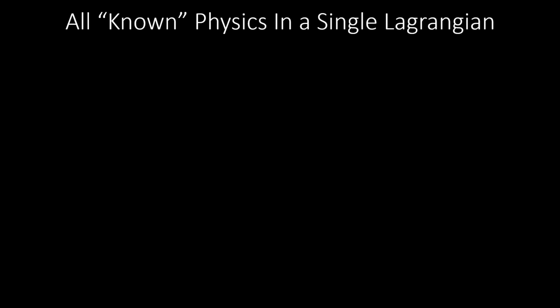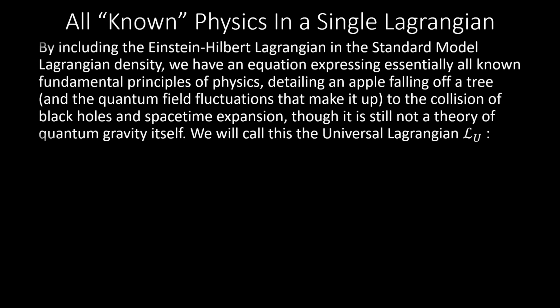Now we want all of known physics in a single Lagrangian. By including the Einstein-Hilbert Lagrangian in the standard model Lagrangian density, we have an equation expressing essentially all known fundamental principles of physics, detailing an apple falling off a tree and the quantum field fluctuations that make up that apple, to the collision of black holes and space-time expansion itself, though it's still not a theory of quantum gravity itself, and admittedly lacks things like dark matter, but we'll call this a universal Lagrangian because it contains all of the known laws of physics in our universe.